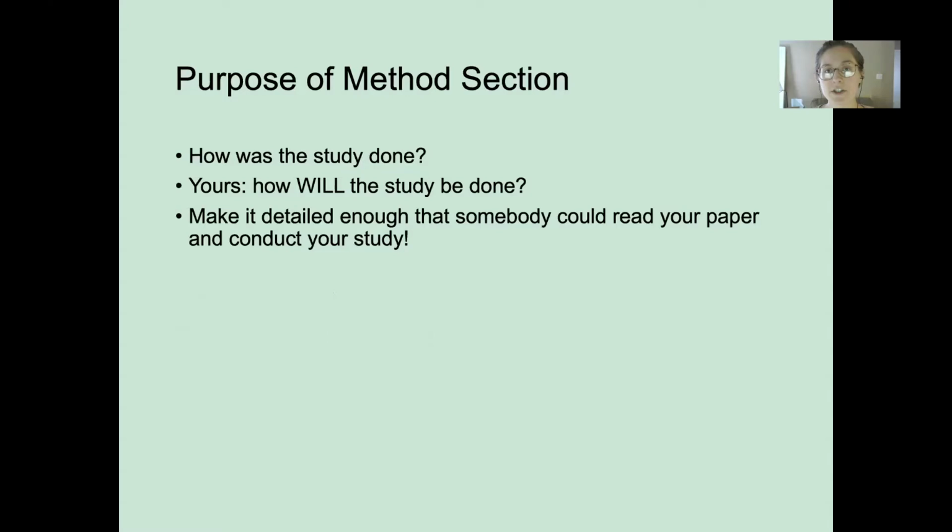The method section is to tell your readers how your study will be done, right? So in a study that's already been conducted, like the way y'all have presented your observational projects, you talk about what has been done. But you are going to talk about what you plan to do since your survey research paper is a proposal. How will your study be done? Make it detailed enough that somebody could read your paper and conduct your study.